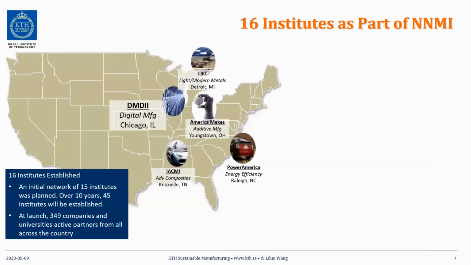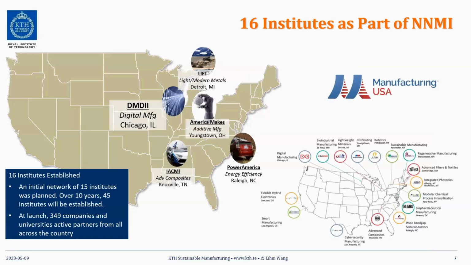Currently, there are 16 research institutes already established from coast to coast. You can see the geographical location of the different institutes. And currently, the new name is called Manufacturing USA. If you see this logo, it represents the same thing, the National Network of Manufacturing Innovation. Initially, the idea was to establish 15 institutes, but over a 10-year period, to establish 45.